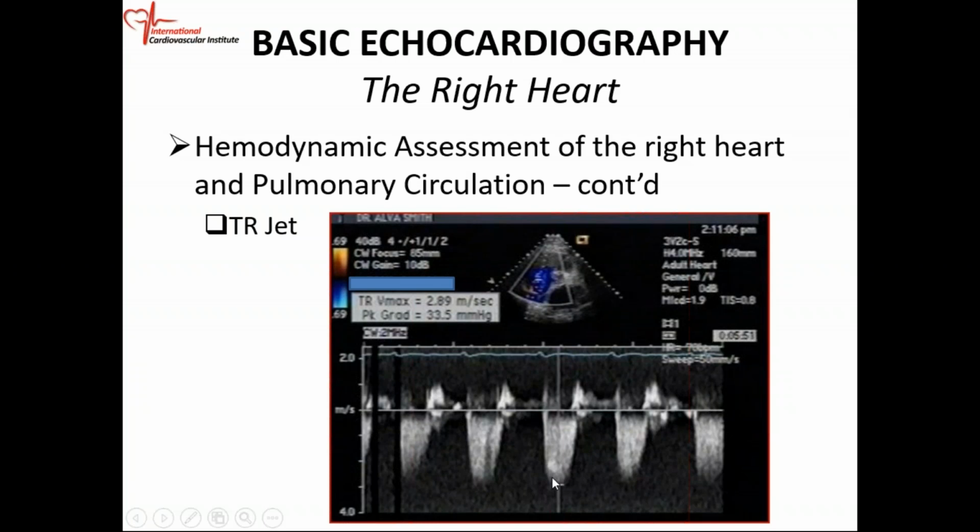So all you have to do to get the pressure now is to add the right atrial pressure to this, and that's going to give you your RV systolic pressure and your PA systolic pressure.